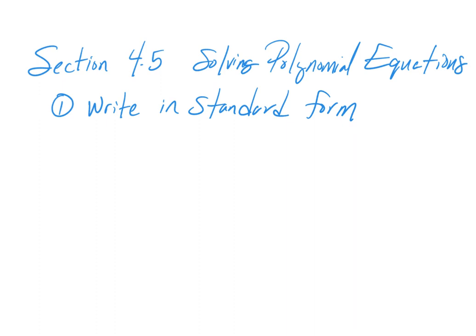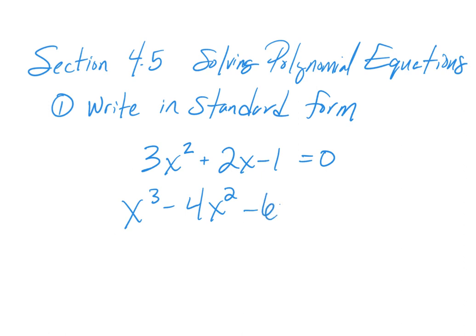So by standard form, we mean that the equation is written so that the exponents of the variables go in descending order from left to right, like this. Or this. And that the equation is set equal to 0.